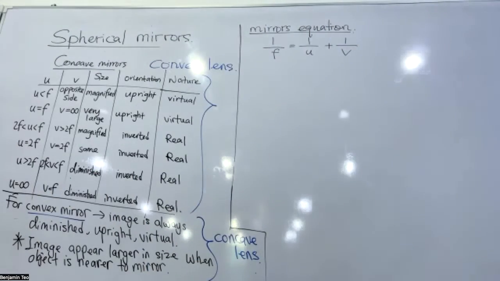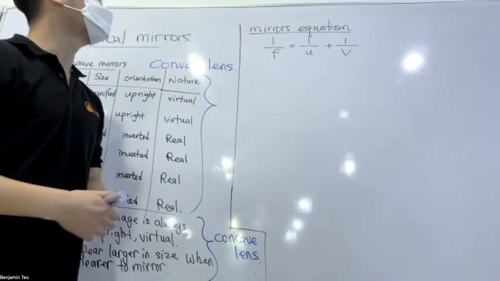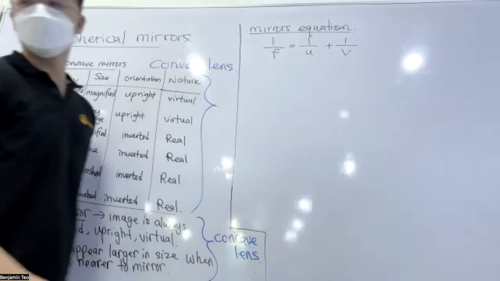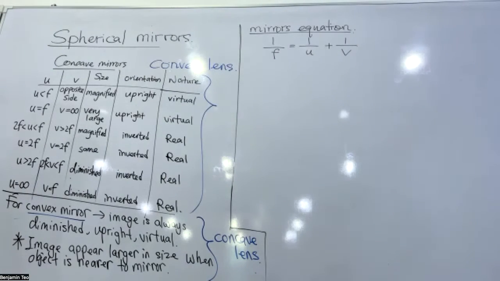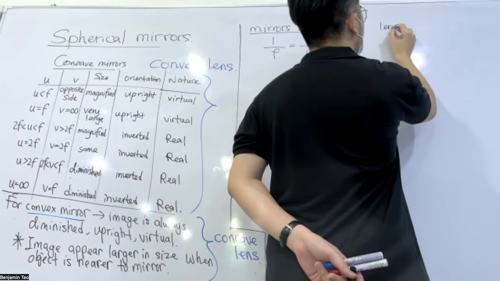Again, you will see this formula. We used it in lens, right? Mirror can also use it. So lens equation, mirror equation, exactly the same formula, but the only difference is the sign. The sign. Let's compare for the lens one.